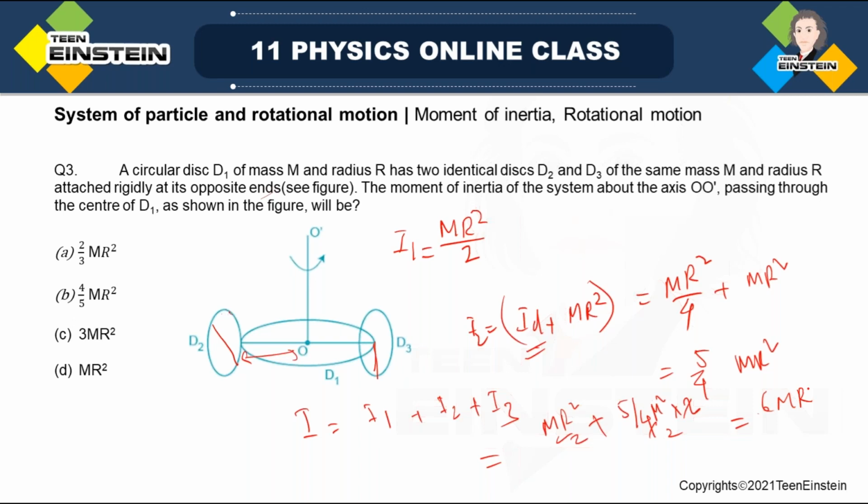Six m r square by 2, so it will be 3 m r square actually. Okay, so this will be the answer. So basically we have to apply parallel axis theorem for these two disks. Okay, and this is anyway moment of inertia about its own axis.